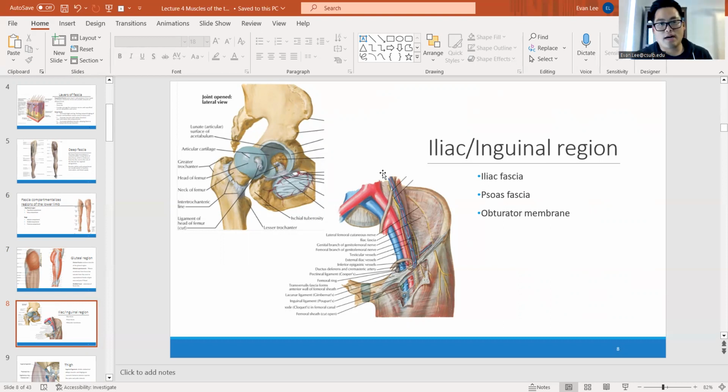Right here, there's a hole in the coxal bone called the obturator foramen. That hole is mostly covered by the obturator membrane. But if you look closely, there is a small opening here too, so keep that in mind for later. But this is the obturator membrane where you'll have obturator internus and externus attaching to it.